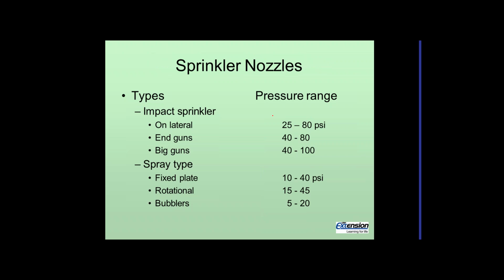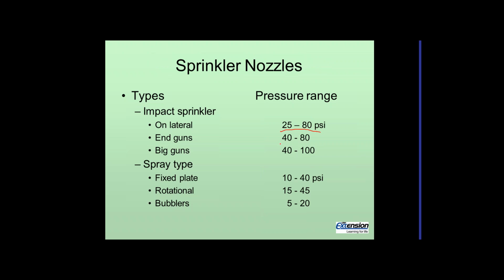Sprinkler nozzles, impacts are the one that's been around the longest. They require higher pressures, but they have a bigger wetted diameter, which has advantages from an instantaneous rainfall rate. So they can run on 25 to 80 psi, and basically at lower pressures it won't throw the water as far as it will throw it at higher pressures.